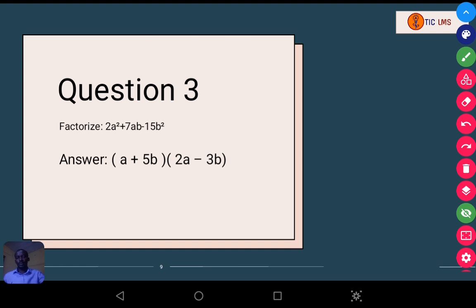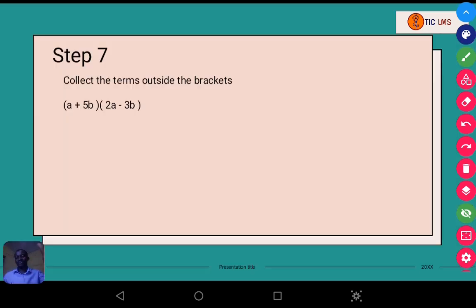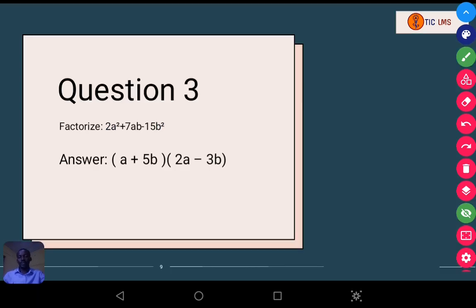Funny enough, that's all, because we're only asked to factorize. It's not an equation, it's an expression. So that is what we have as our answer.